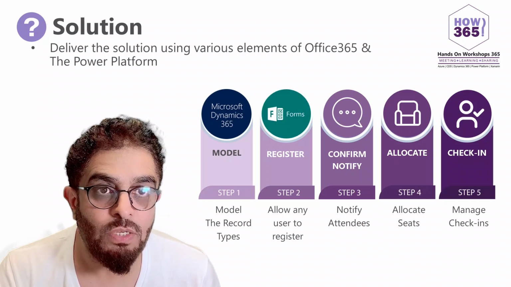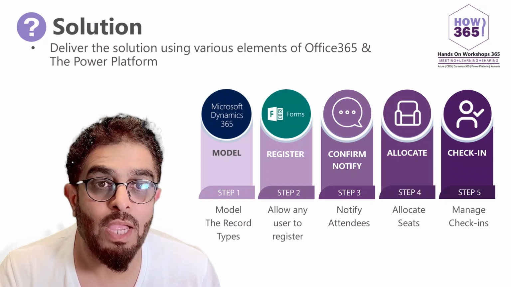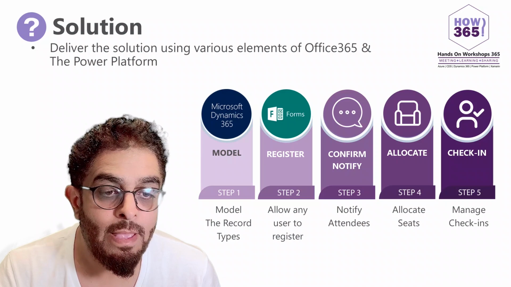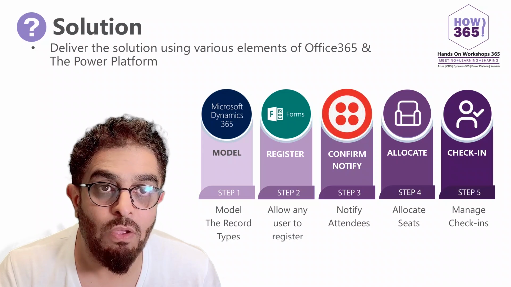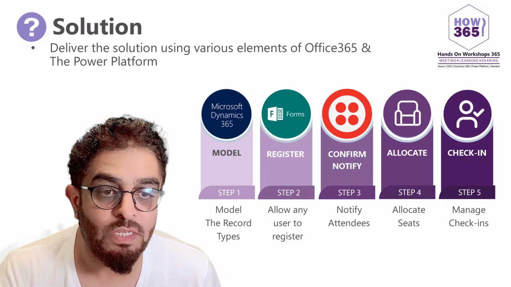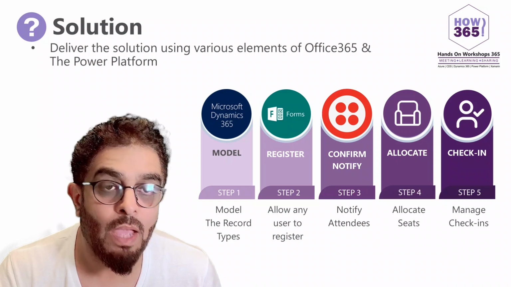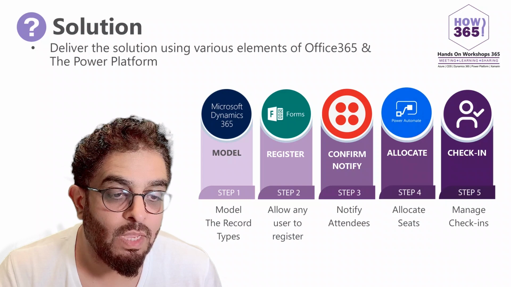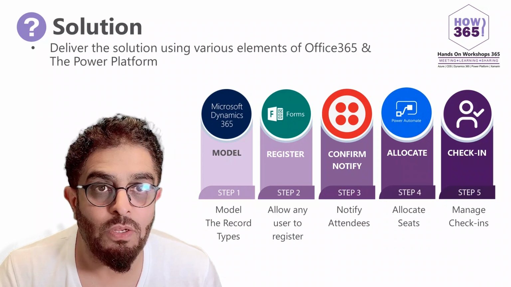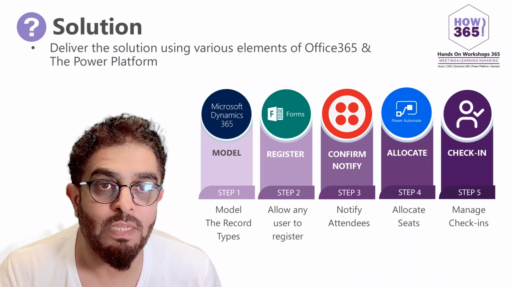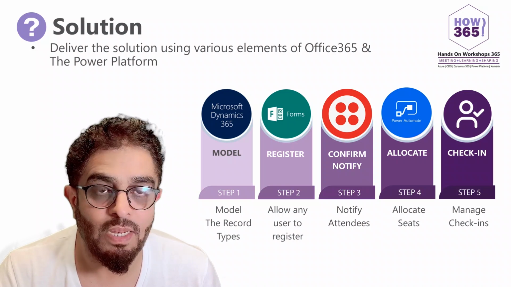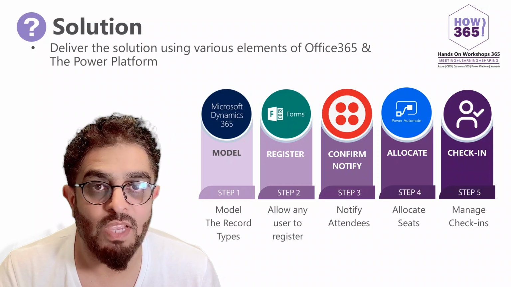For the registration, we're going to use Microsoft Forms. I'm going to show you how I used Microsoft Forms to manage multiple events, so the one form to manage multiple events. We're going to use Twilio to send the SMS messages to the attendees, and also going to use email as well. Then for the allocation, we're going to use Power Automate to be the workflow engine that's going to go through, find the available seats and assign them to the attendees, and then also send the notifications.